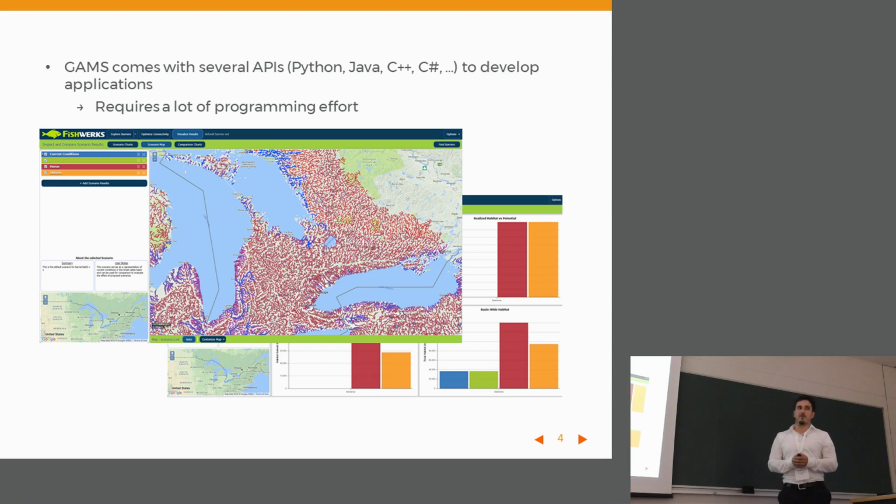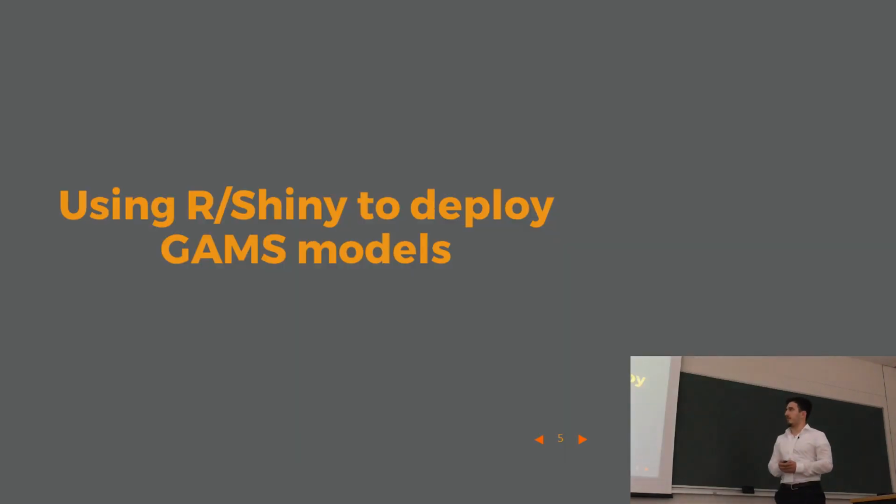The second option is, of course, to use one of the existing APIs that almost all the modeling systems ship with, and take matters into your own hands and start developing your own deployment framework. However, this of course requires a lot of programming effort. It can lead to very sophisticated and also highly customized results, as you can see here. But again, a lot of programming is involved, and thus it's also kind of expensive in some sense.